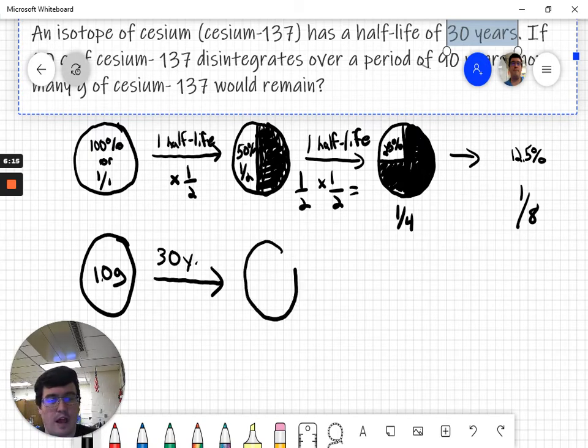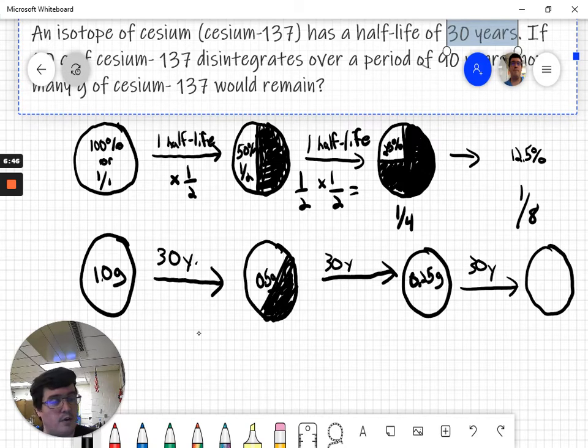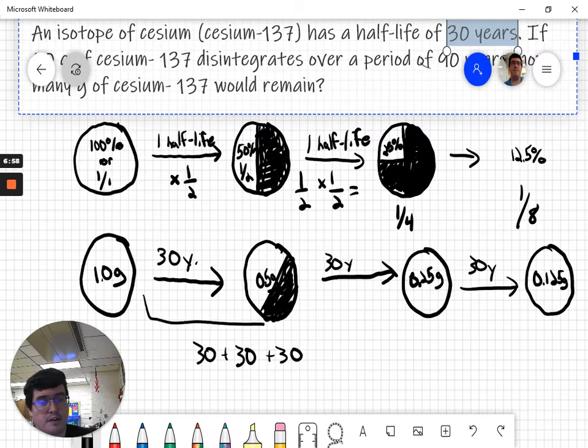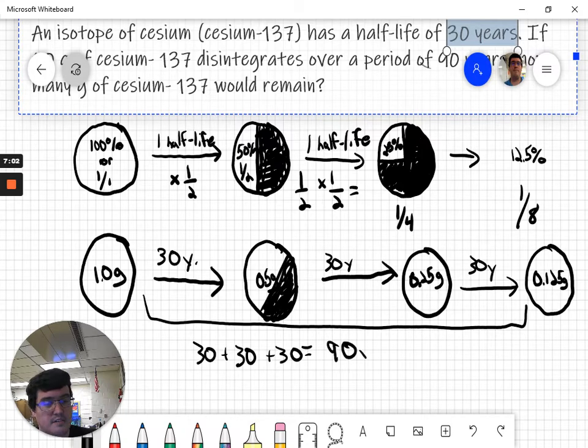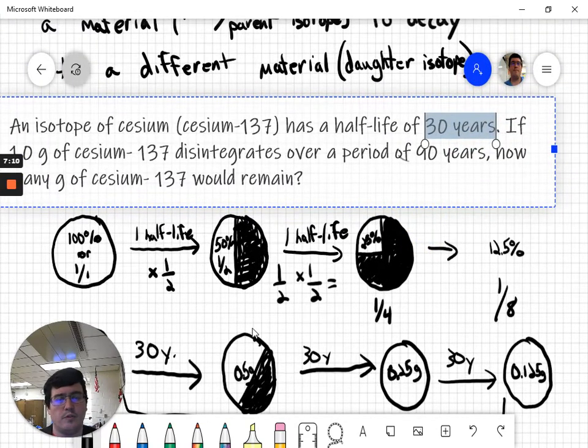How much is left after 30 years? Well, half of that 1.0 is 0.5 grams. If you want to, you could shade in half of this circle to show that half of it's gone. You don't have to do that each time. Another half-life goes by, that's another 30 years, and now we've gone from 0.5 to 0.25 grams. Then another 30 years goes by. I'm going to draw me another circle, and now we're down to 0.125 grams. How much time has elapsed now? Well, we've got 30 plus 30 plus 30, which is 90 years. And it asked how much remains after 90 years, right? It disintegrates over a period of 90 years. How much remains?